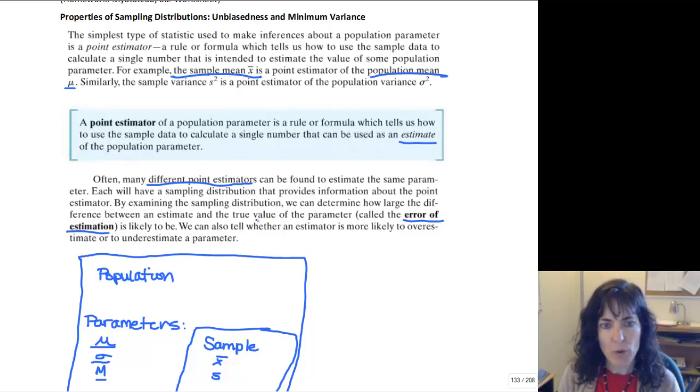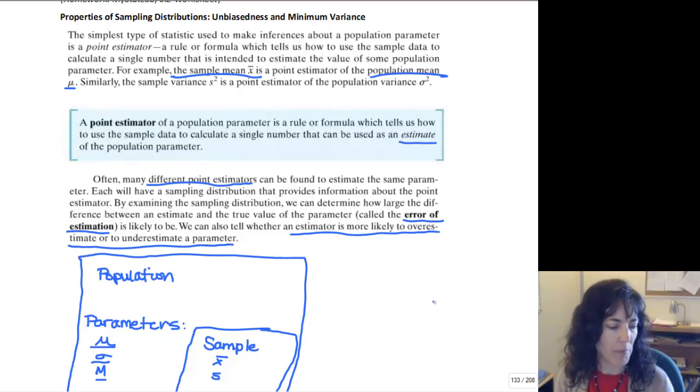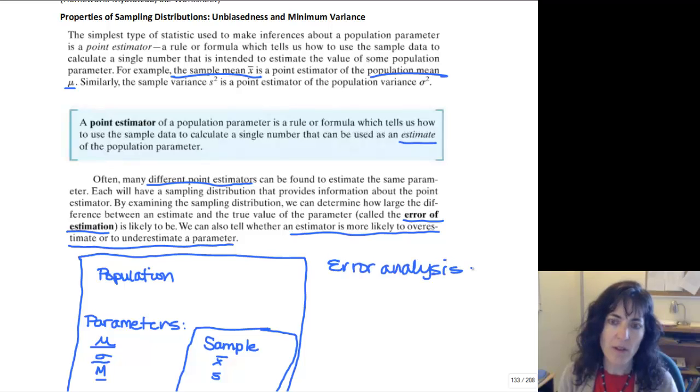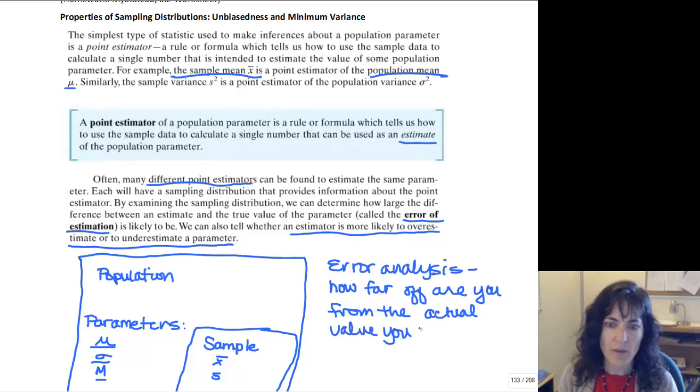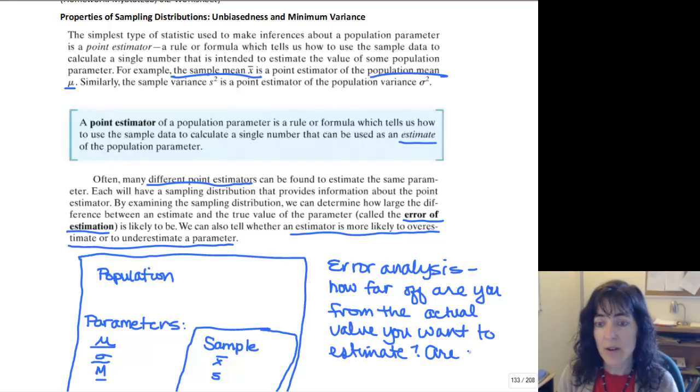So we want some way to tell if our estimator is overestimating or underestimating a parameter as well. And so we're talking about error analysis. I think I mentioned this before. We want to know how far off from the actual value we are. So how far are you from the actual value you want to estimate? And then are you over or under the actual value?